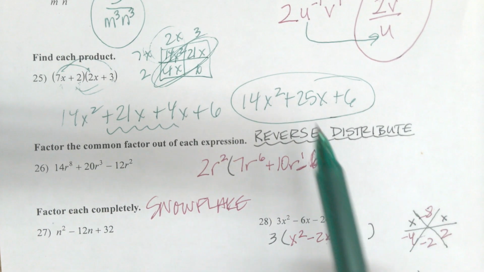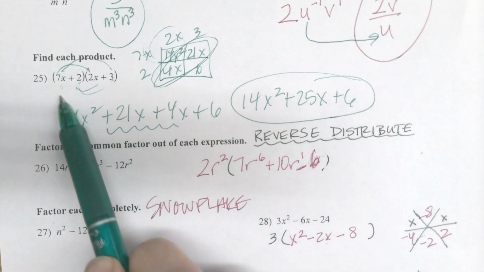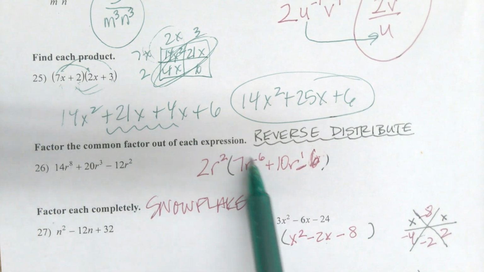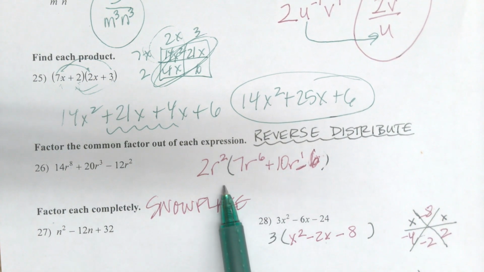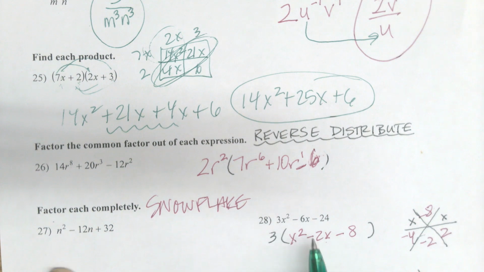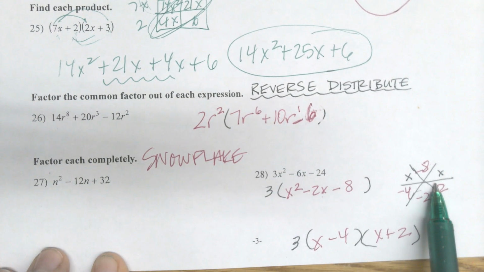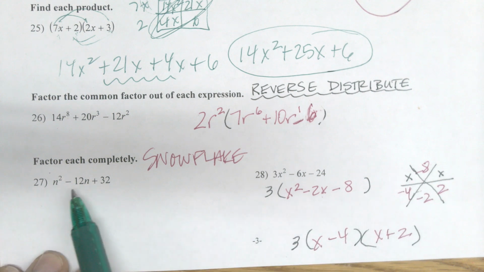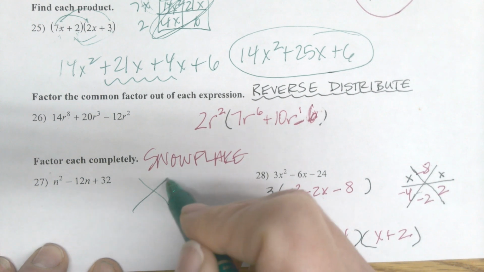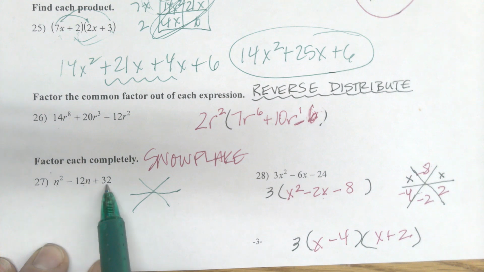We reverse distributed. That's where you pull that out. Where I'm double distributing, I'm multiplying together. This is where I'm undoing and pulling things out. And sometimes you're going to have to reverse distribute before you do the snowflake method. And that's what we did in 28. But in 27, it's just a straight snowflake. There's nothing in common in all of these.